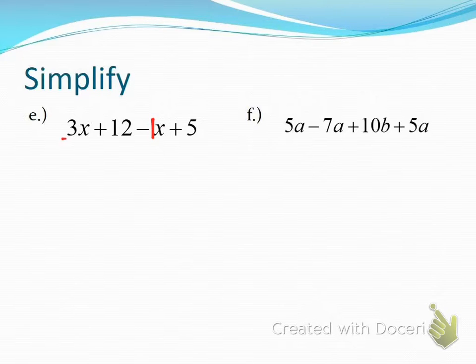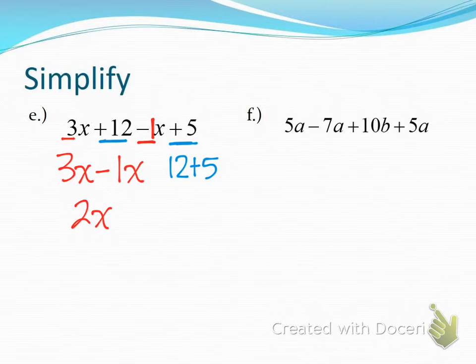On letter E, when we combine 3 plus, well, really it should be 3 plus a negative 1x or minus 1x. If it helps you to rewrite it below to see it, you can. You've got to make sure you keep the sign that's right in front of that term. So that's where this can get a little tricky. Okay, so that would give us 2x. The other piece of that would be to combine the plus 12 with the plus 5. So positive 12 plus 5 is where we got that positive 17.